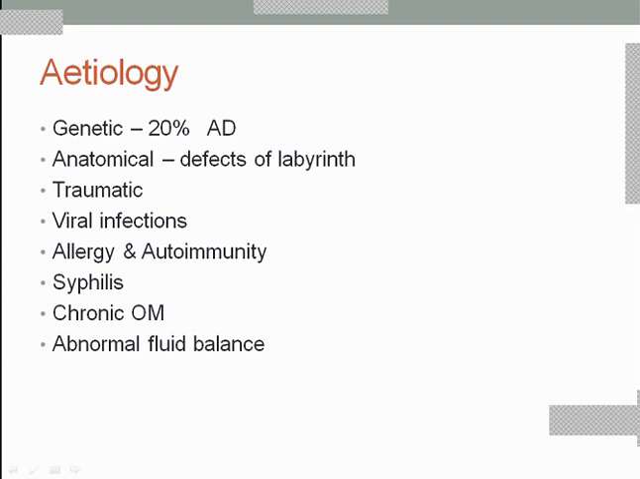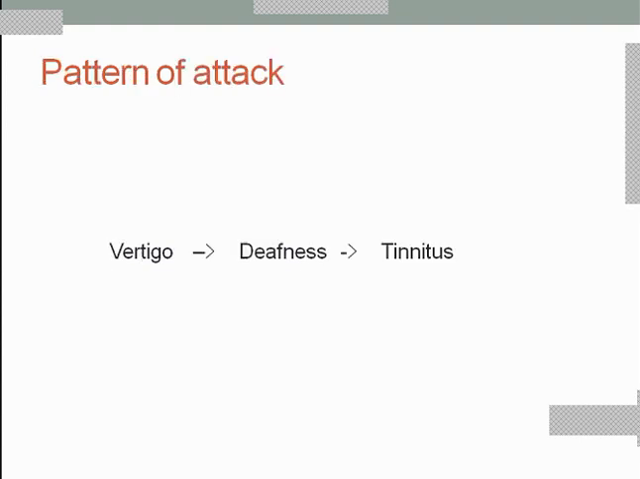So the pattern of attack: whenever the membranous labyrinth gets ruptured, as I previously told you, first the patient will land up in vertigo. It's a severe vertigo, which is followed by deafness. It is a sensorineural deafness, which is followed again by tinnitus. This is the pattern of attack in a case of Meniere's disease.